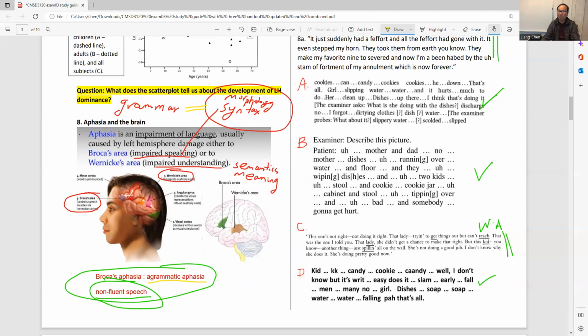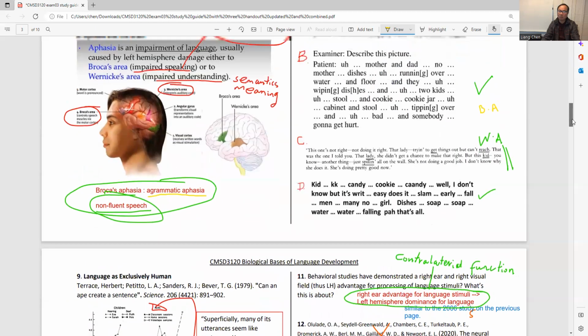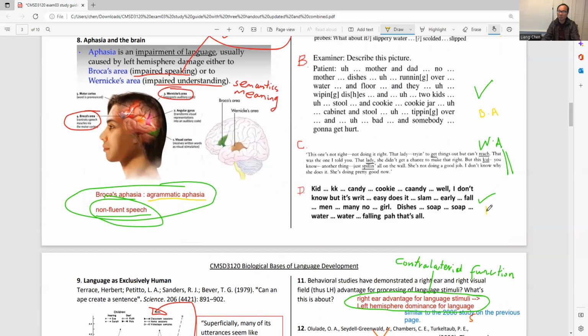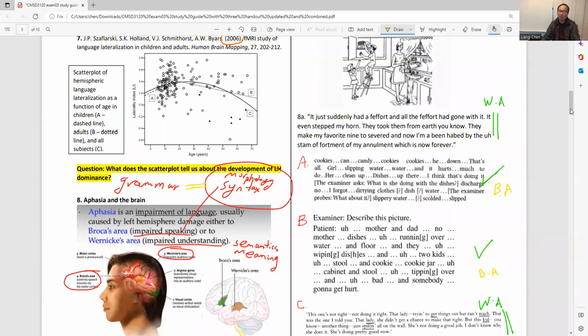I have some examples here. A is Broca's aphasia. B is also Broca's aphasia. C is Wernicke's aphasia, and then D is also Broca's aphasia. This example is also Wernicke's aphasia as well.